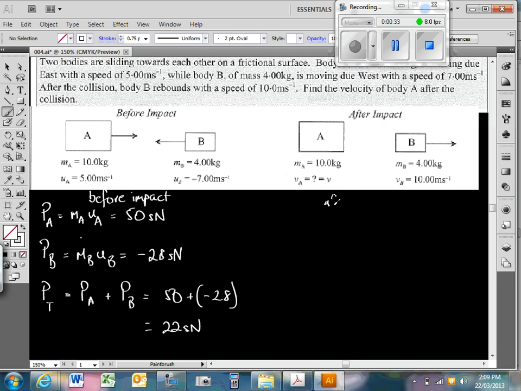You do the same over here. Remember that we're talking after impact. After impact, the momentum of A is, I'm not going to do MAVA, I'll just do 10 times V, sec newtons. Momentum of B is equal to 40 sec newtons.